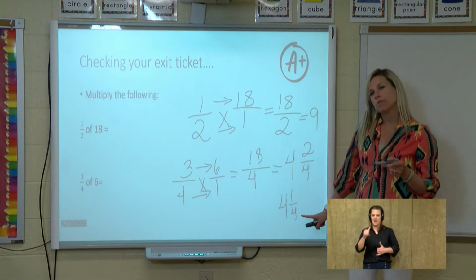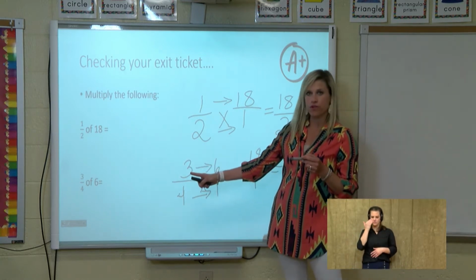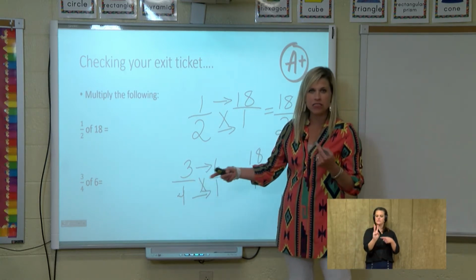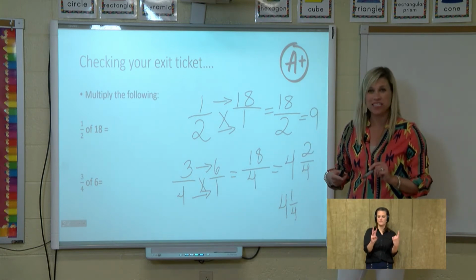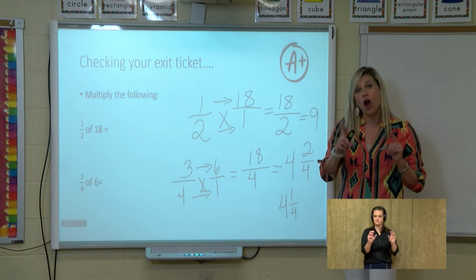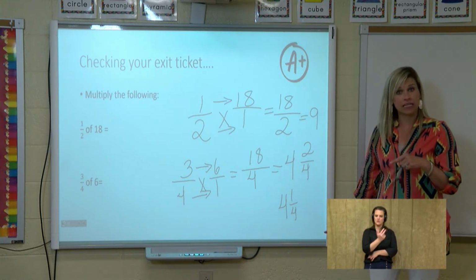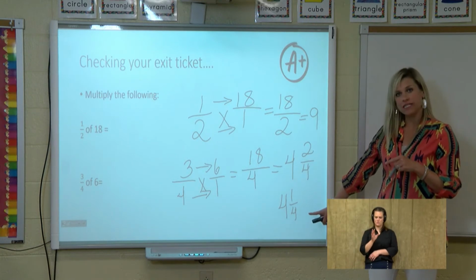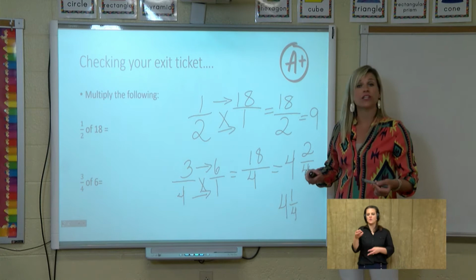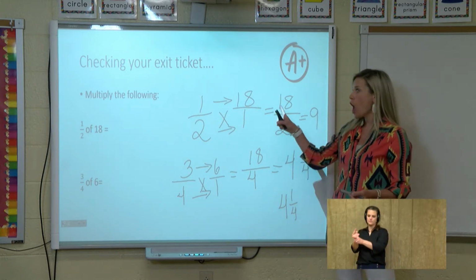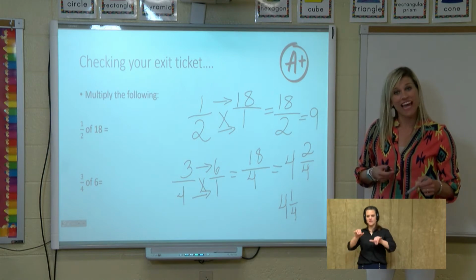Now remember when we benchmarked at the beginning? I said that 2/4 or half of 6 is 3, and 4/4 or 1 of 6 is 6, so that our product had to be between 3 and 6. Is 4.5 between 3 and 6? Yes. So that's another way that you realize and know that you did it correct. So I hope that checking your exit ticket, I hope you got the same products that I did.